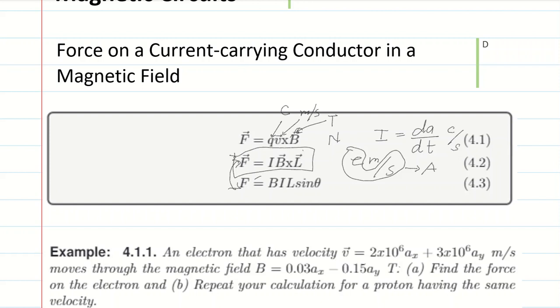So for example, we have here a permanent magnet with north and south poles. Between them we have a magnetic field. We can produce a magnetic field.